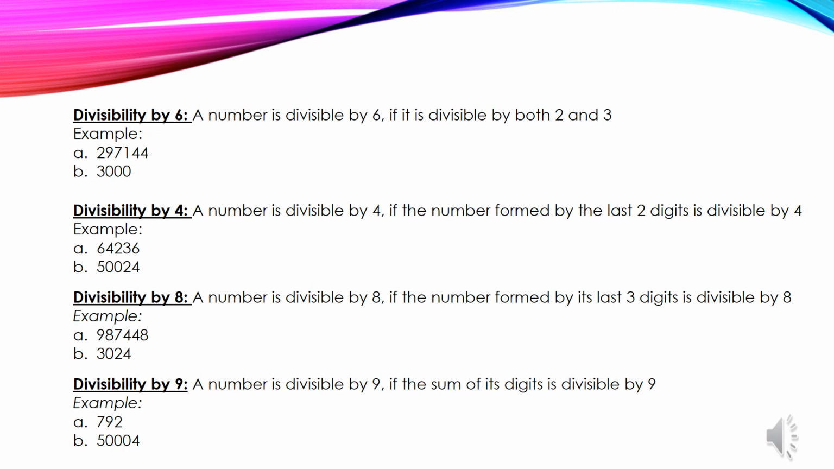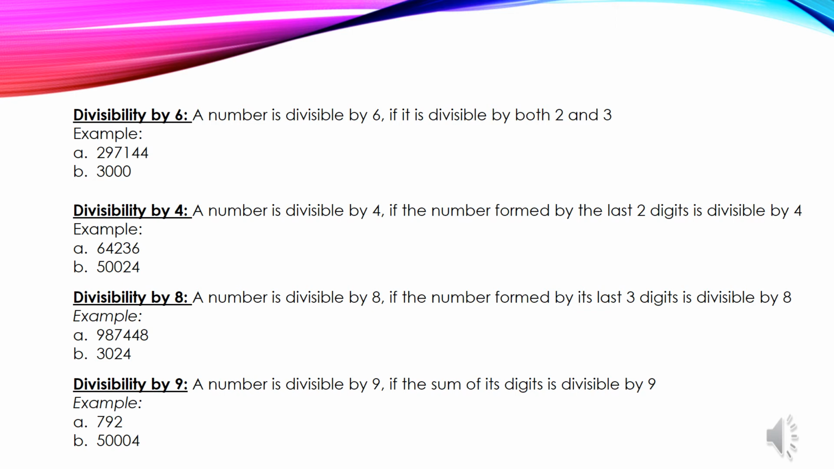In the second case, we took 50024. If we observe the last two digits, we have 24. This 24 is also divisible by 4. So, we can say that 50024 is divisible by 4.